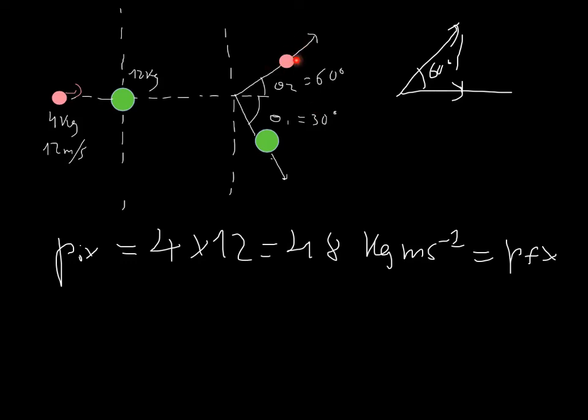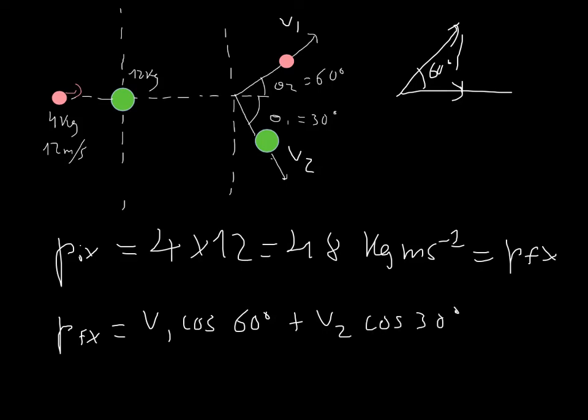I'm going to call this velocity v1 and this one v2. So let's just say v1 and v2. And v1 and v2 are the total velocities, not the components, but the total. So let's see what we get. We get that the final momentum in x is going to be v1 times the cosine of 60 plus v2 times the cosine of 30. And these two things here are just numbers, so they're very, very easy to get. I'm not even going to bother calculating them, but be aware, we have two unknowns. This has to be equal to 48. We have two unknowns. We need another equation if we want to find them.